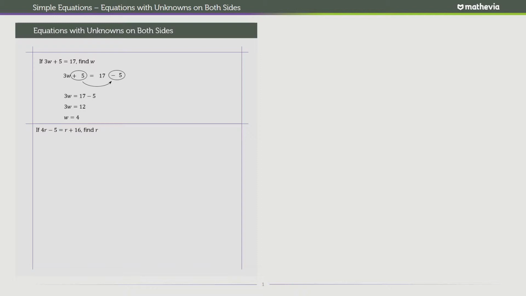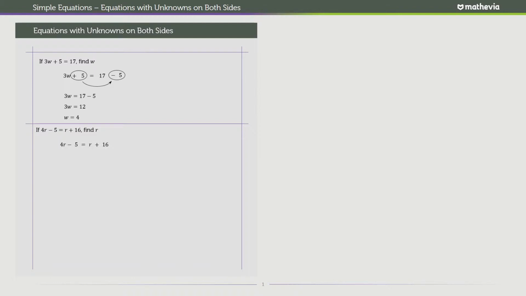Now, we do have situations where we have our unknown on both sides of the equation, and here's an example. You have 4r minus 5 equals r plus 16. Again, we've been asked to find r. What we need to do here is have all our numbers on the right and all our unknowns on the left.